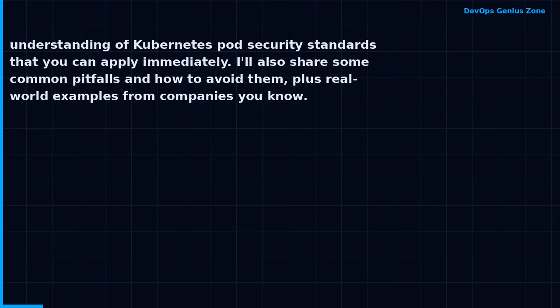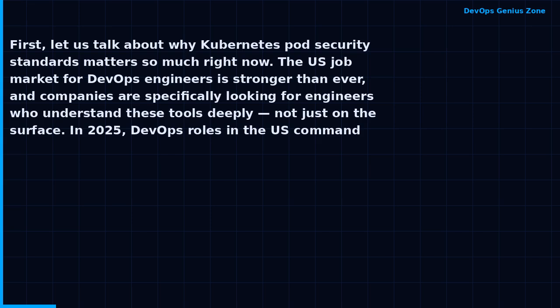The US job market for DevOps engineers is stronger than ever, and companies are specifically looking for engineers who understand these tools deeply, not just on the surface. In 2025, DevOps roles in the US command salaries between $130,000 and $190,000, and that number is only going up. Knowing Kubernetes Pod Security Standards inside and out can literally change your career trajectory.